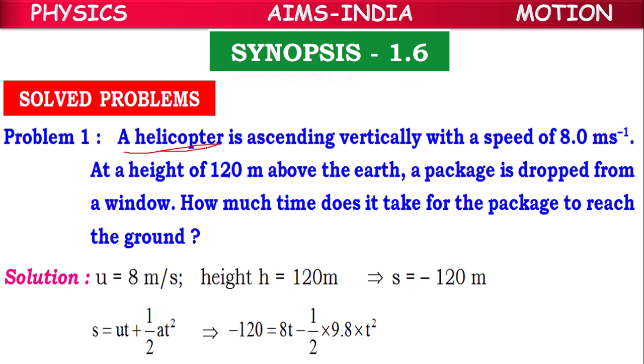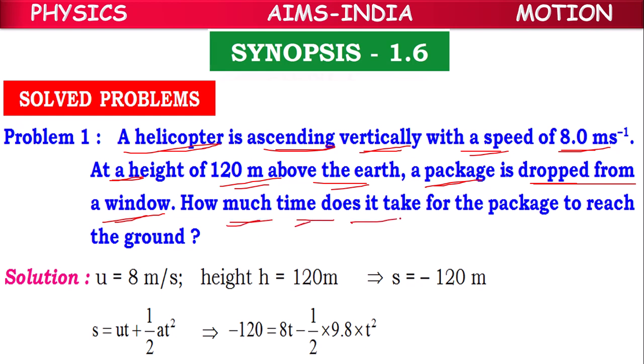A helicopter is ascending vertically with a speed of 8 meters per second. At a height 120 meters above the earth, a package is dropped from a window. How much time does it take for the package to reach the ground?